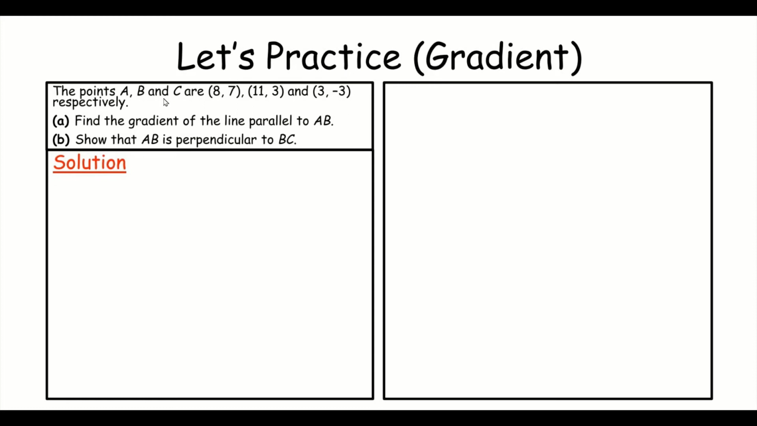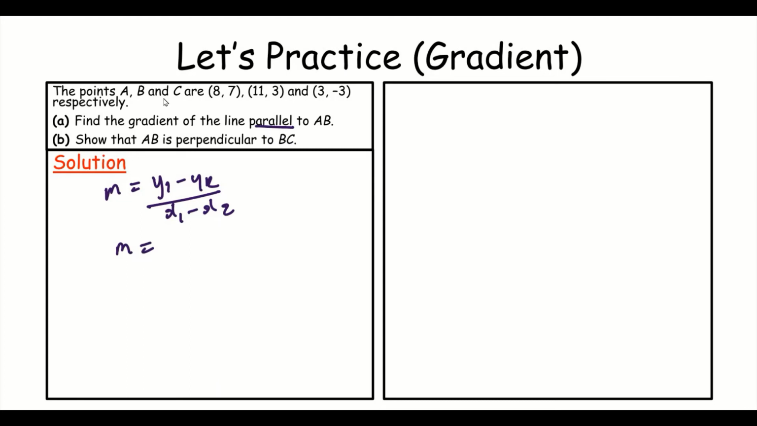Now, what do we know about the keyword parallel here? Parallel lines have the same gradient. Hence, finding the gradient of AB is finding the gradient of any other line that is parallel to AB. Hence, gradient is equal to y1 minus y2 over x1 minus x2. I'm using the 1 subtract the 2's in this case here. It doesn't make a difference.